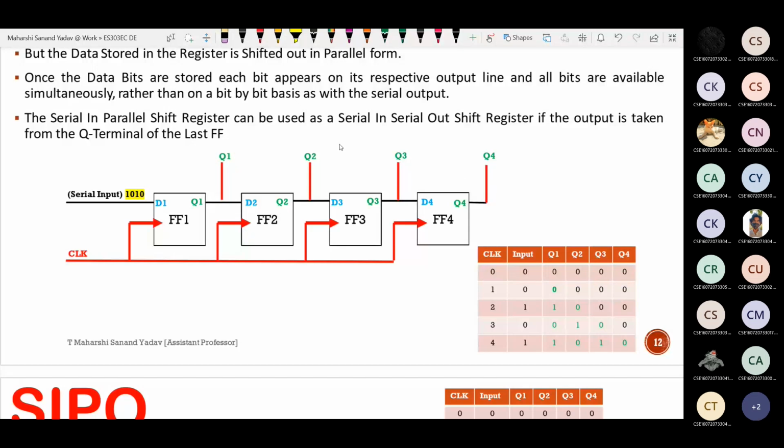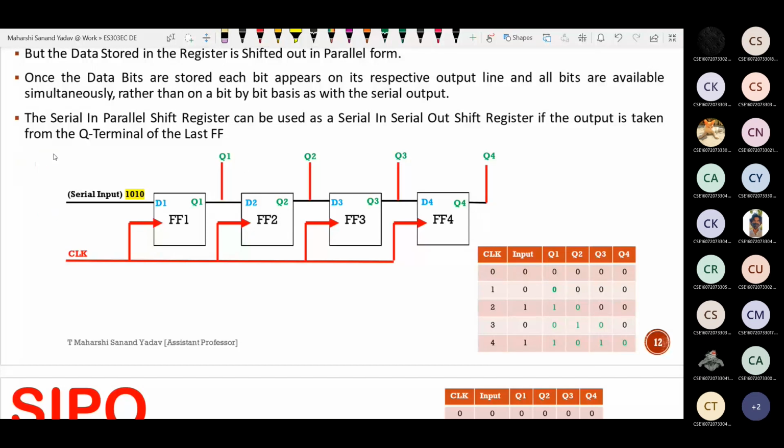Whereas you are applying input serially. Serially means only at the first flip-flop you are applying input. In SISO you are applying input serially and only at Q4 you are taking the output. So output is seen only at Q4 for serial output, whereas now this is parallel out. So that's the reason at the output of each and every flip-flop you need to see the output.